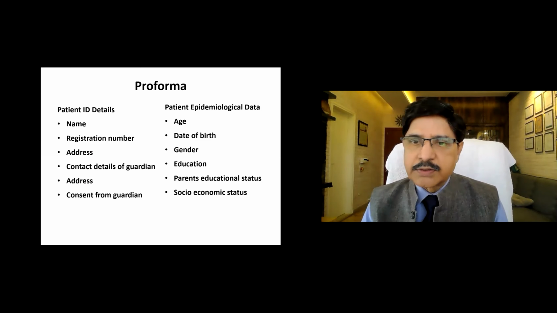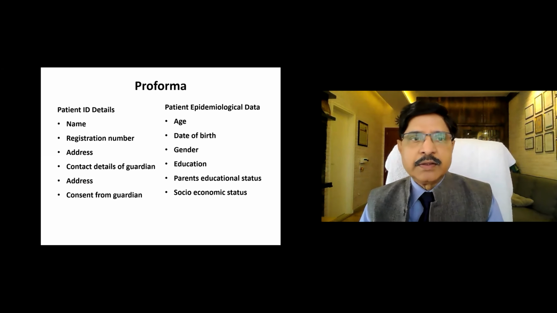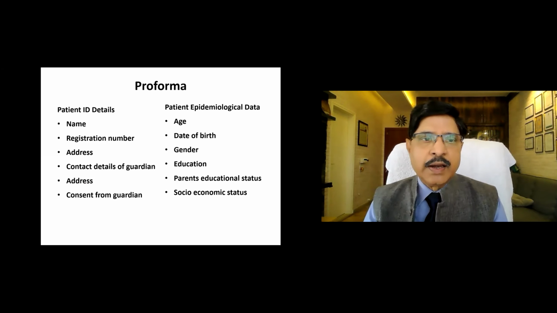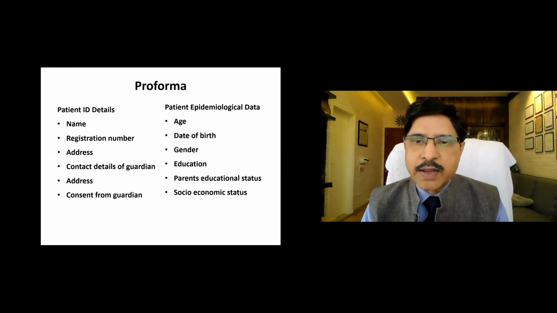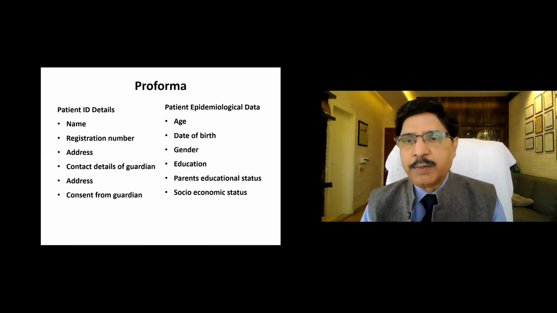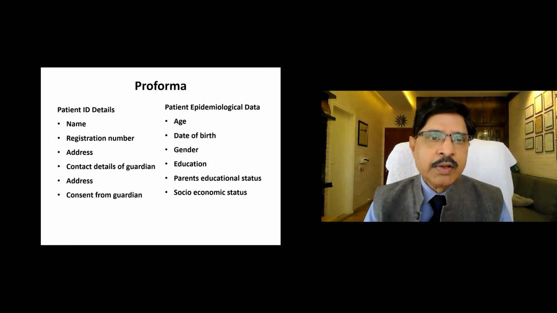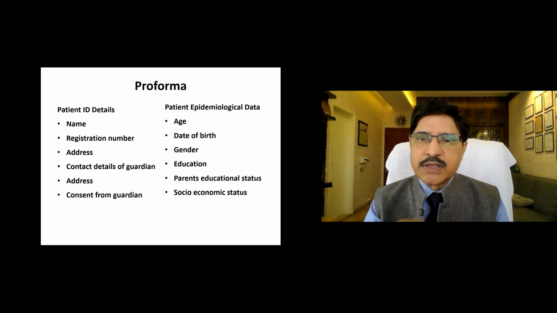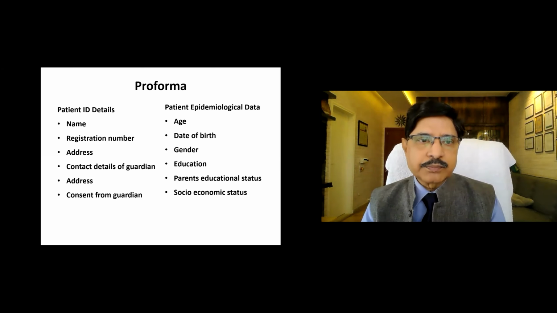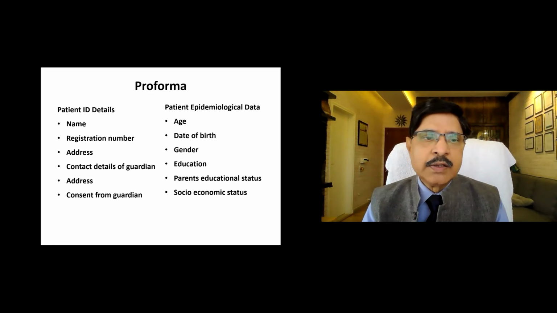The lady has given an extensive proforma for this, and it contains several parts. The first part is the patient ID details: name, registration number, and address. Name should include both the first name and the second name. Second name is the family name or father's name, depending on the practice there. Then registration number, some study number you have to give, so it's easy to identify the reports with each study number. The address of the parent is the same as the child's, so you can have one address column where the address of the guardian is recorded.